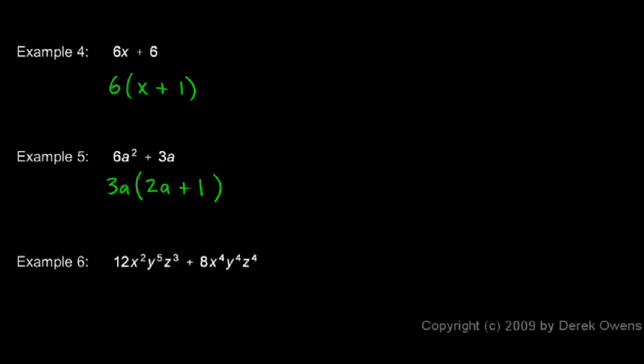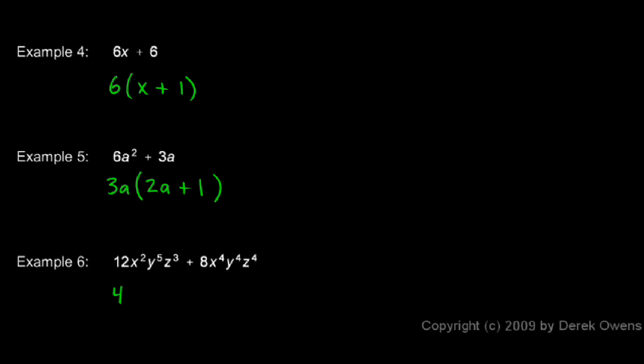Now this next one, example 6, looks really bad, but it's not too hard. You can do each piece individually. Look at the numbers first, the 12 and the 8, and then we'll look at the x's and then the y's and then the z's. Okay, but first the numbers 12 and 8. Well, 12 and 8 have a common factor of 4. They also have a common factor of 2, but 4 is the largest common factor, the greatest common factor, so we factor out the 4.